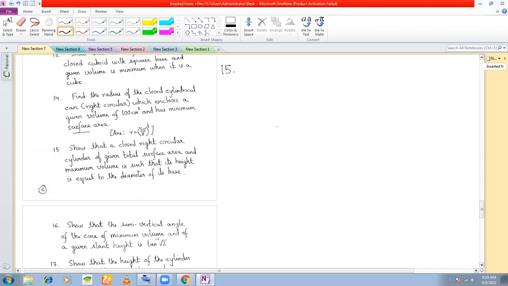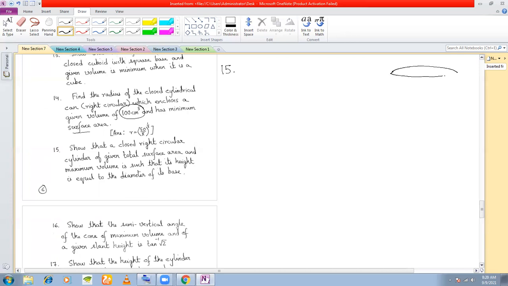In the last problem, the volume was given to you. If in the last problem volume was given to you as 100, that means volume was constant, and you were minimizing the surface area. Out here, it's just the converse case. That is, the surface area is given to you, and you will have to maximize the volume. So this is exactly the same as the last problem, except that it is the converse.